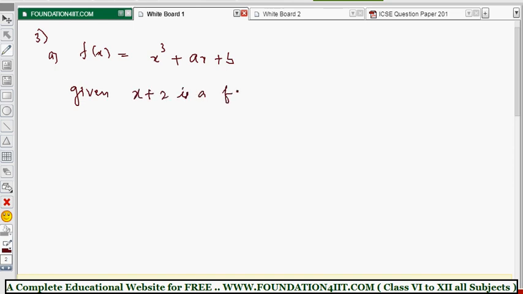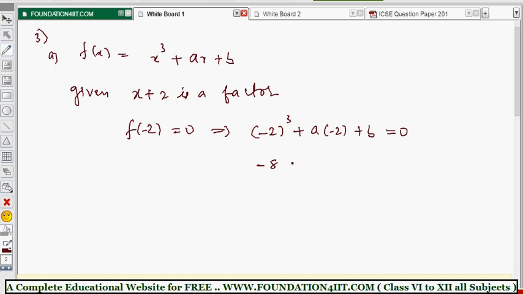If it is a factor, then f of minus 2 is 0, because x plus 2 is a factor. Then f of minus 2 is equal to 0. That implies in the place of x, we will put minus 2. So minus 2 cube plus a into minus 2 plus b is equal to 0. And minus 2 cube is minus 8.